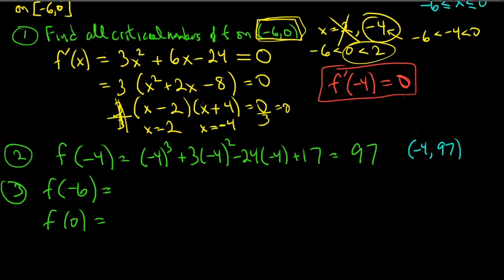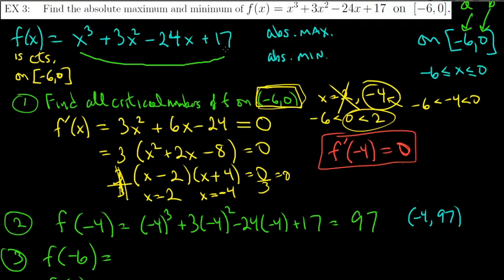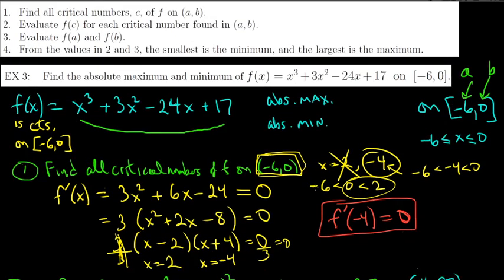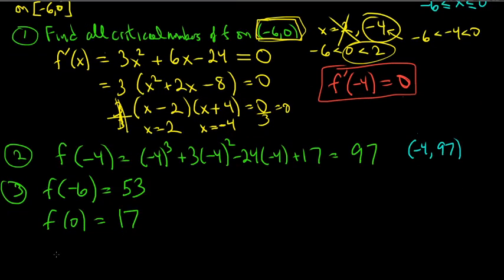The 0 should be easy because that's just 17. And the negative 6, I'm not going to write it out, but you get 53. Plug it in your calculator. You should get 53. Okay, so that's step 3. You're just plugging in the a and the b.